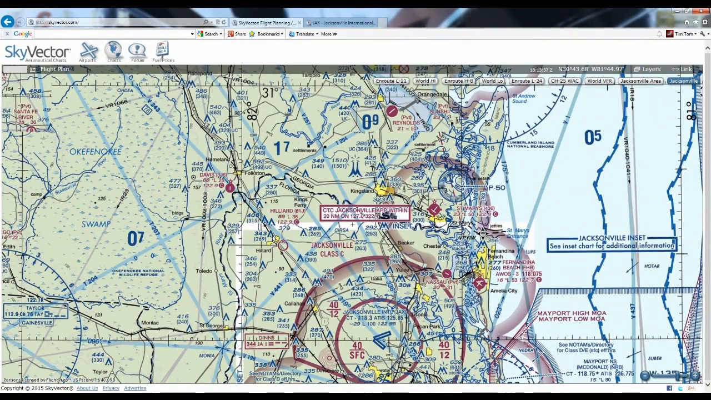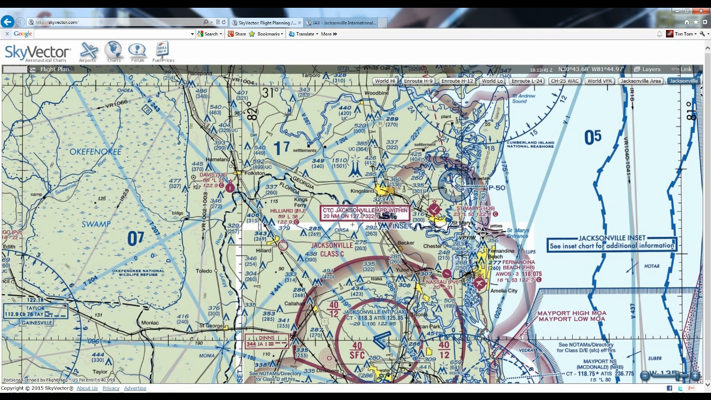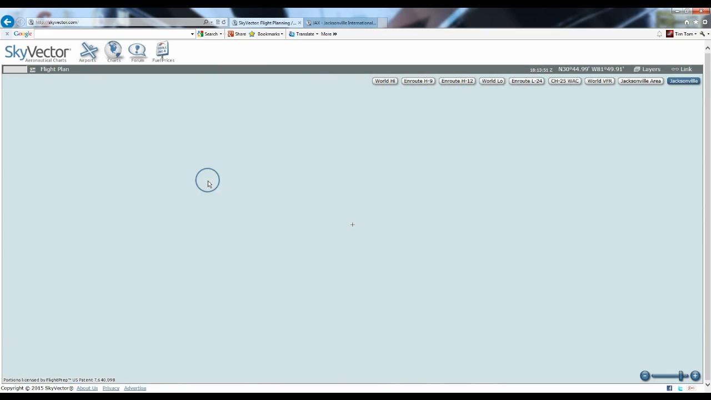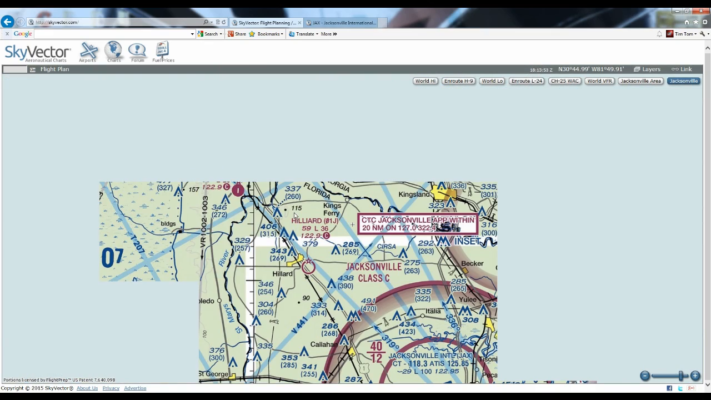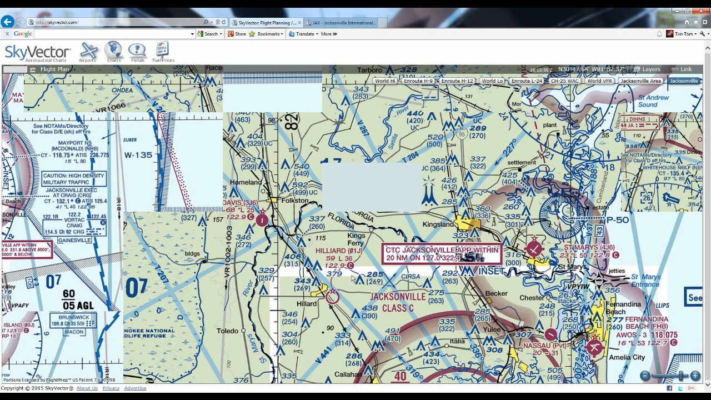We'll get to special use airspace in a bit. Let's talk about the information tags. These information tags will tell you information about the airport. Don't ignore them, because they tell you a lot of things. So real quick, let's look at Davis Field, and we're going to compare Davis with Hilliard.